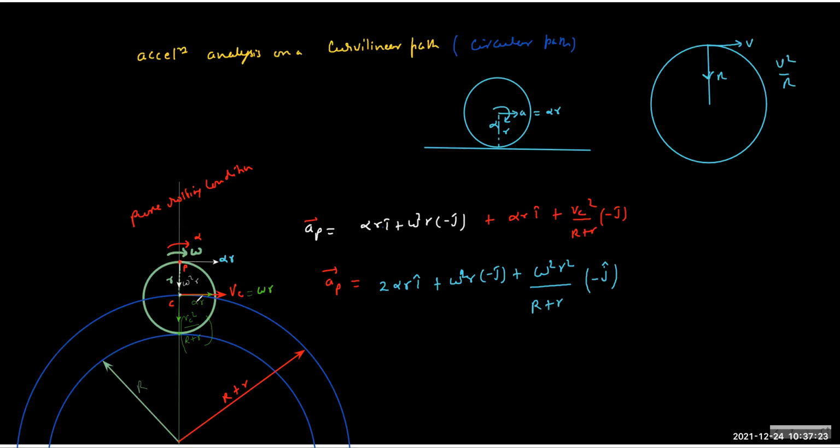Sir, I have one doubt. I understood the first, we took point P alpha r i cap and minus omega square r j cap. But why did we again write alpha r i cap in the red? Okay. Yes. So what is the tangential acceleration of the center of mass? Alpha r. That's it.